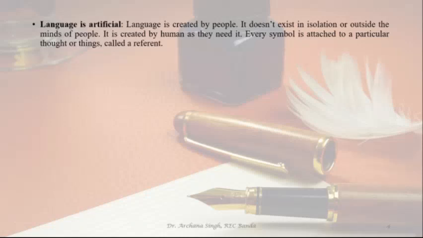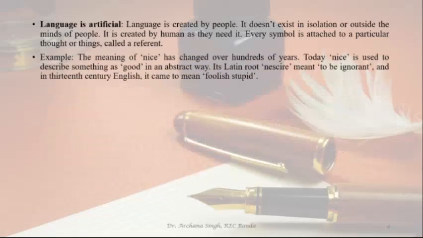Language is artificial, it means it is created by people. It doesn't exist in isolation or outside the mind of people. So it is created by humans as they need it. Every symbol is attached to a particular thought or thing called a referent.